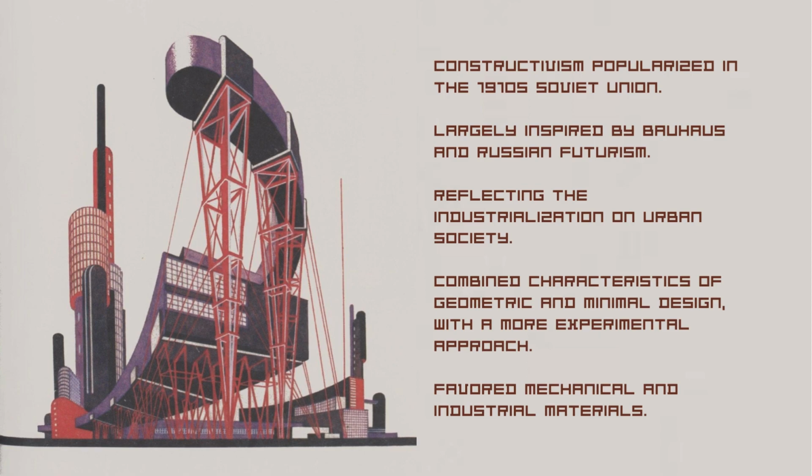The movement's art and architectural works combined characteristics from existing modern principles such as geometric and minimal design, but with a more experimental approach, often staying away from ornate decorative elements. Constructivist architecture instead favored mechanical and industrial materials. This design direction also focused on space and rhythm, frequently resulting in futuristic and abstract structures.